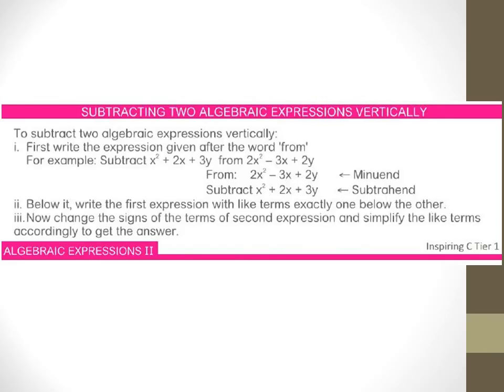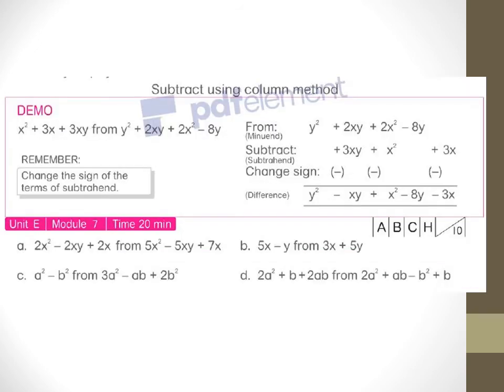So now, subtracting two algebraic expressions vertically. Pause the video, read the instructions if you want, but in simple words, again I am telling you, it is same as adding two expressions. Just when you subtract, reverse the signs in front of each term. That is the trick. Simple. Look at the demo, it will be very clear now.